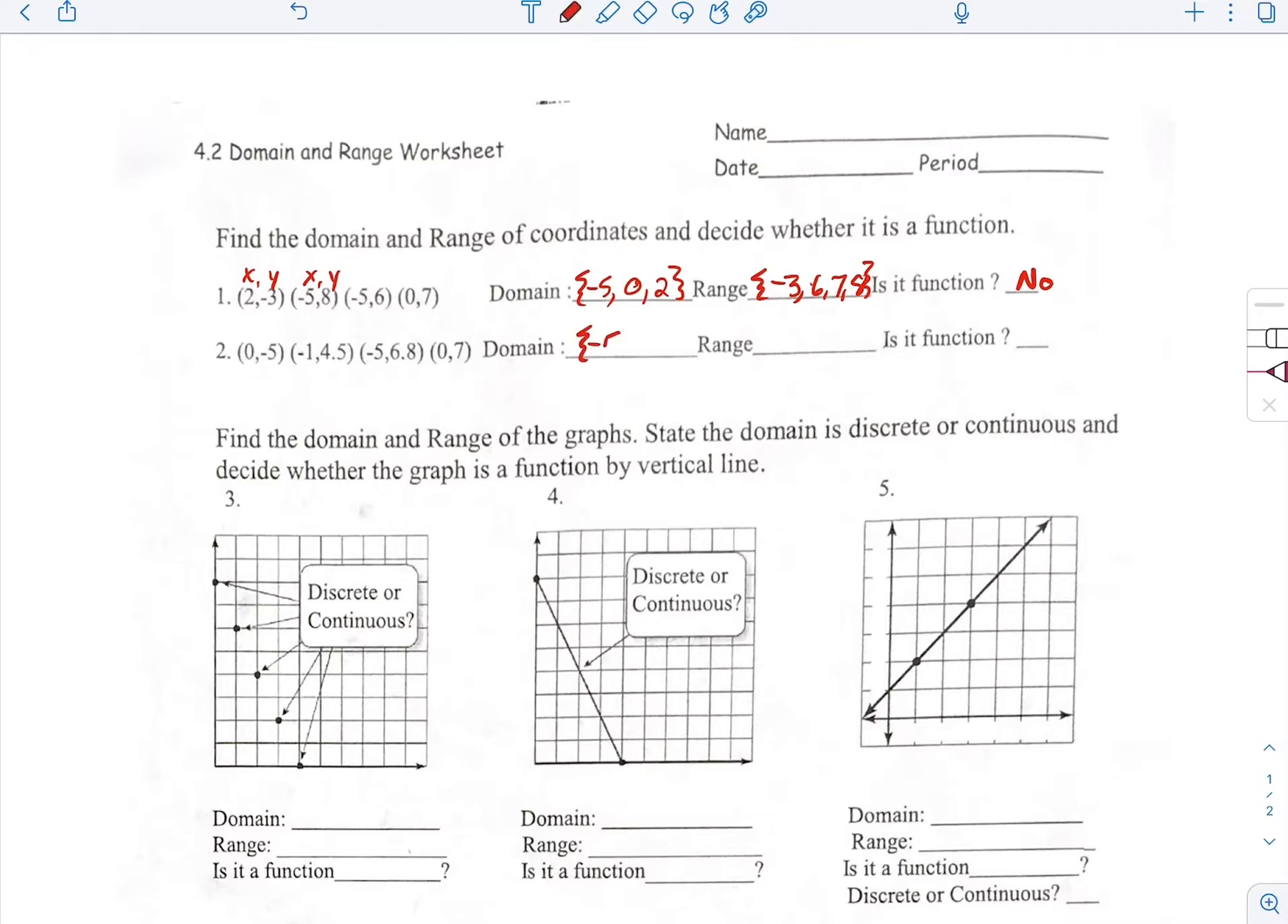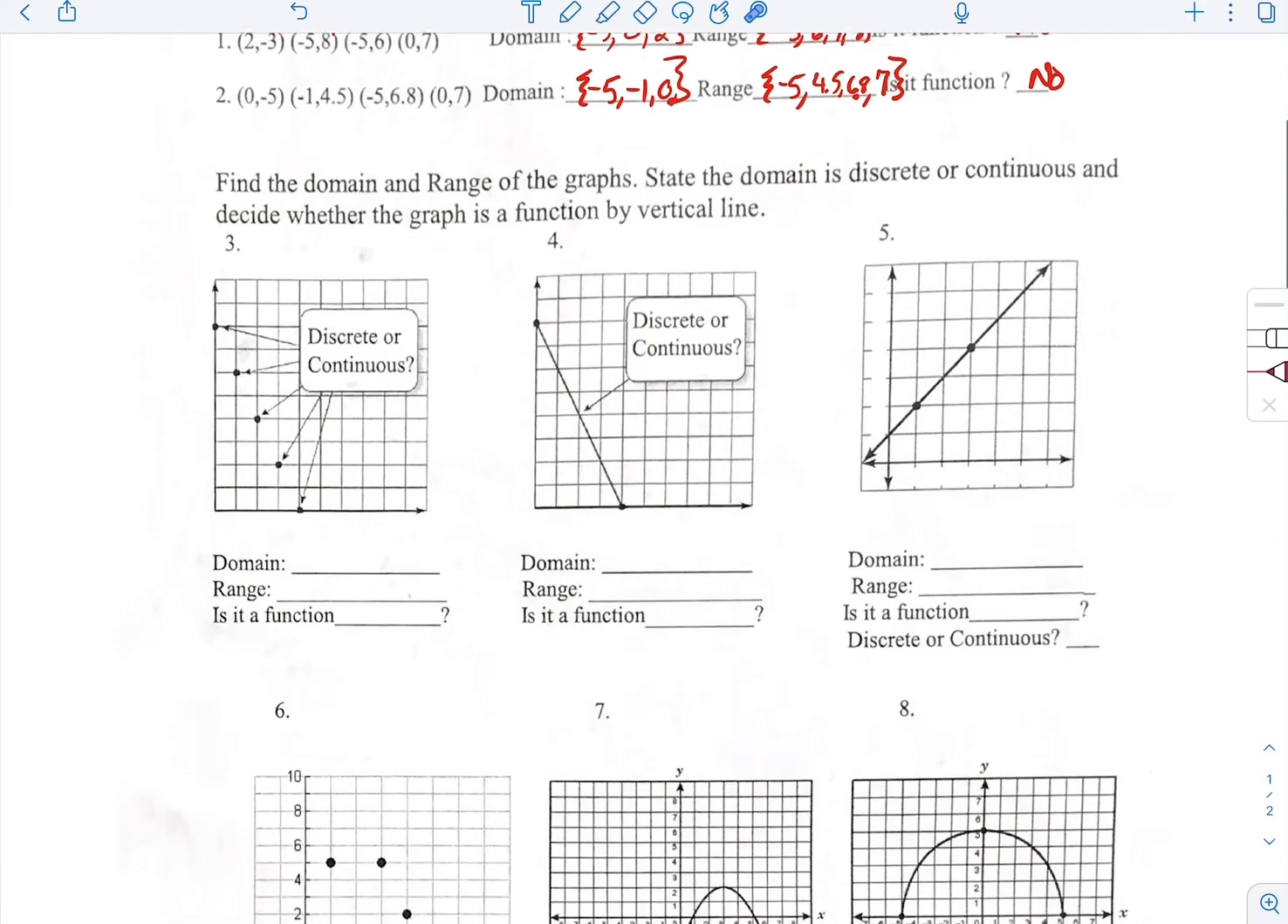All right. Now, when we come here to the second example, the domain starts with -5, then -1, 0, and that's it. So that's our domain. Our range starts with -5. Then we go up to 4.5, 6.8, and finally, we're running out of room here, 7. Now, is it a function? It is not a function because 0 goes with -5 and 7.